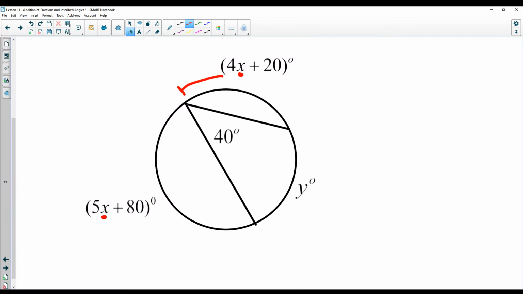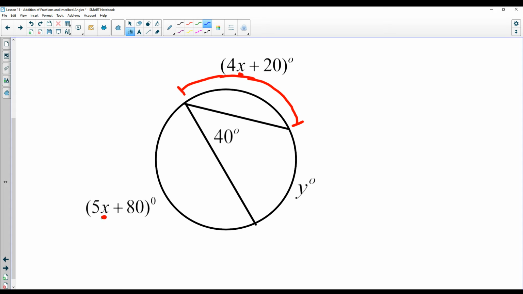to where any of the rays inside cut off a part of the circumference. Okay, so 4x plus 20 refers to this region here, this arc right here. And so I'm gonna erase that, and right on the outside. Okay, so that's that region there.